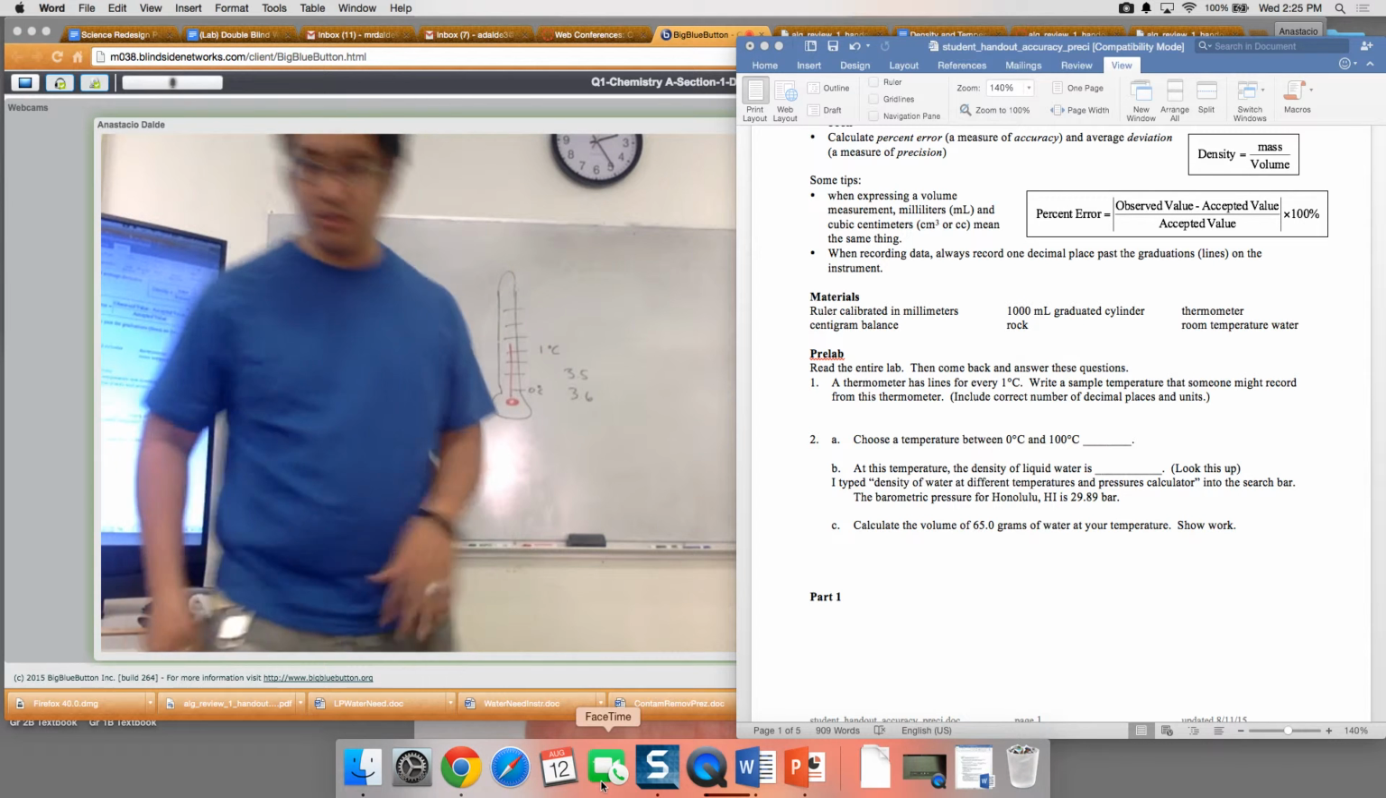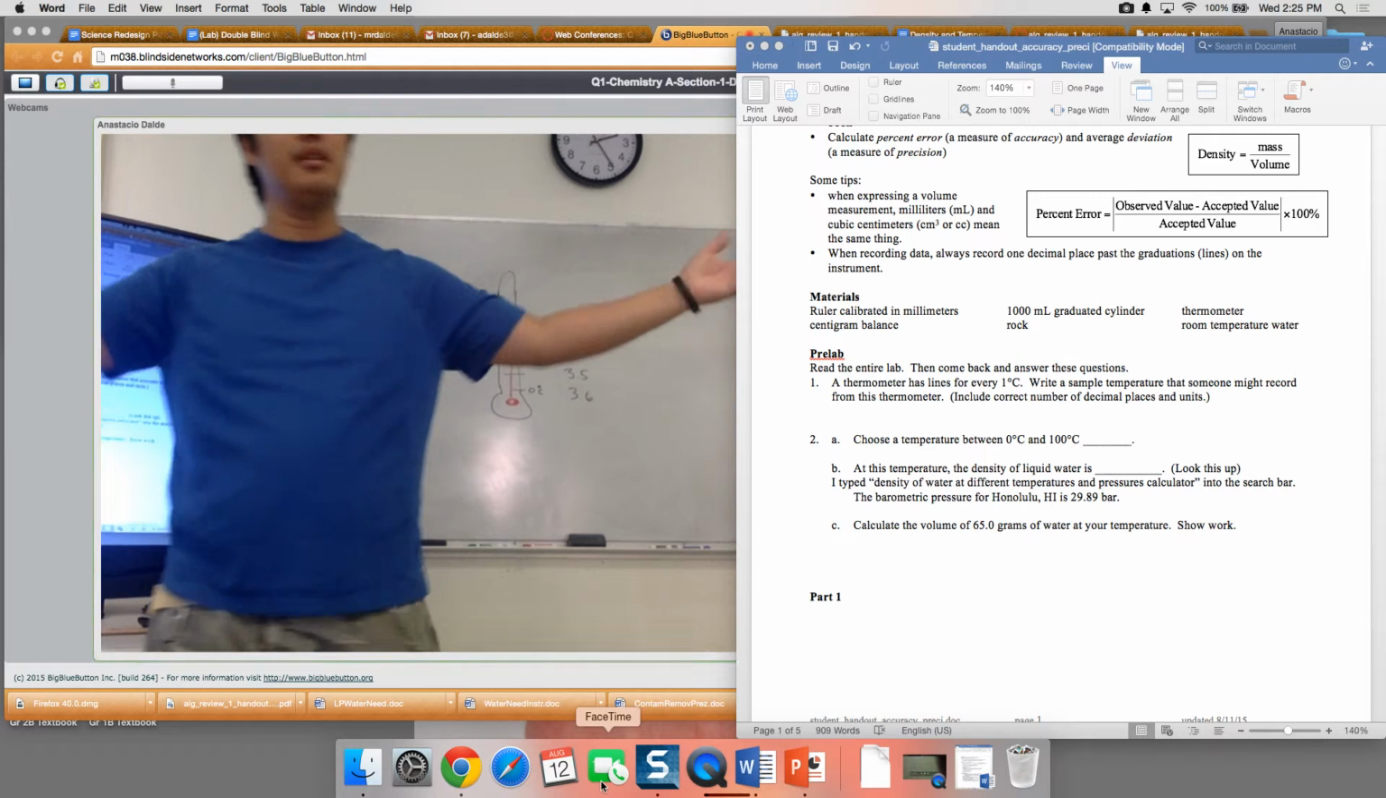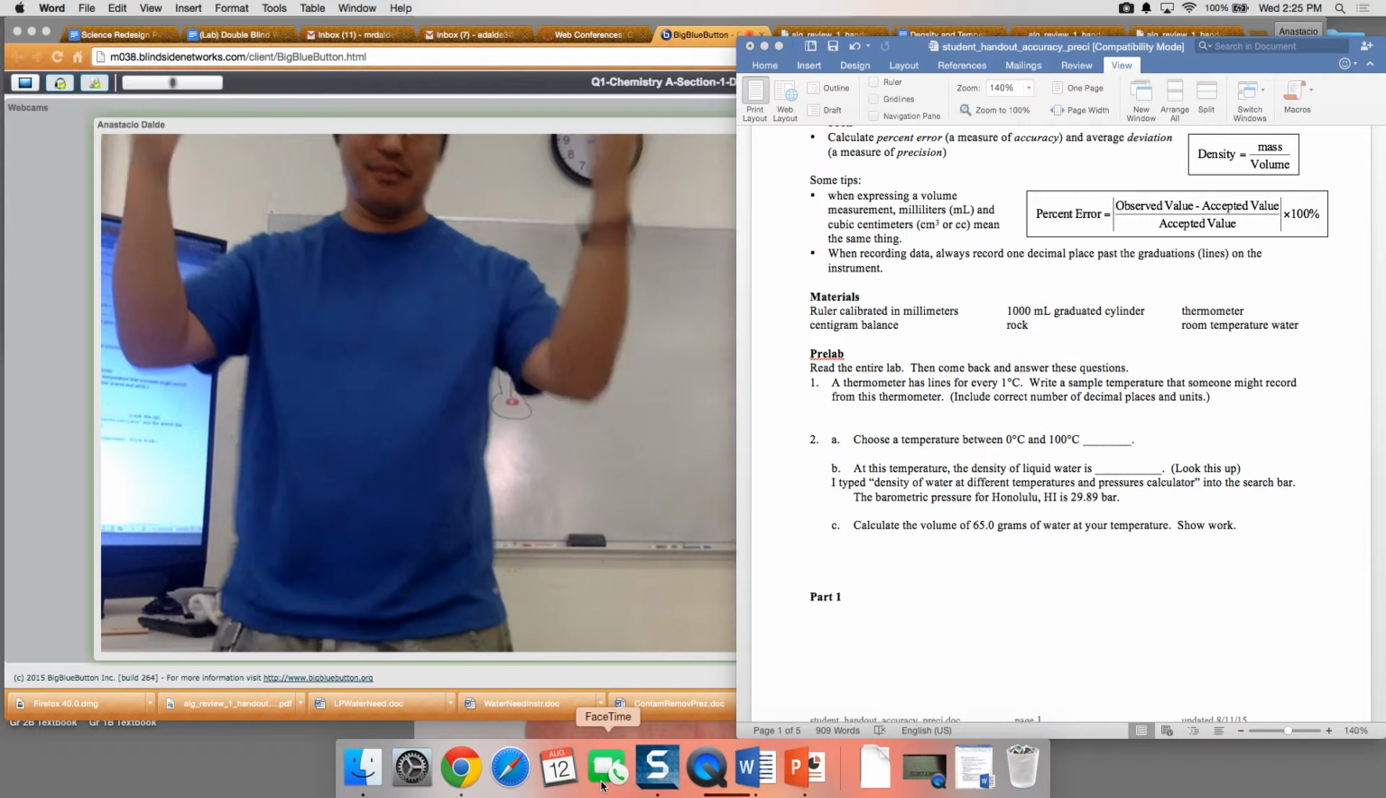Choose a decimal, or choose a temperature between 0 and 100 degrees Celsius. Go. I'll choose one: 26. 26 degrees Celsius. That might be a good one.